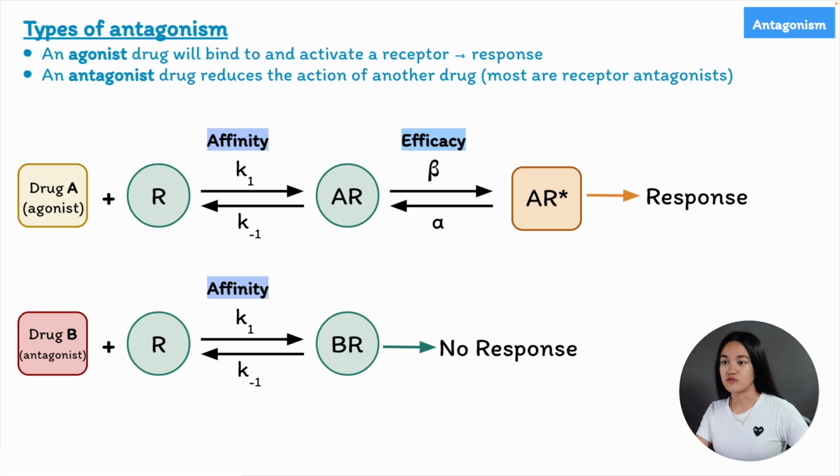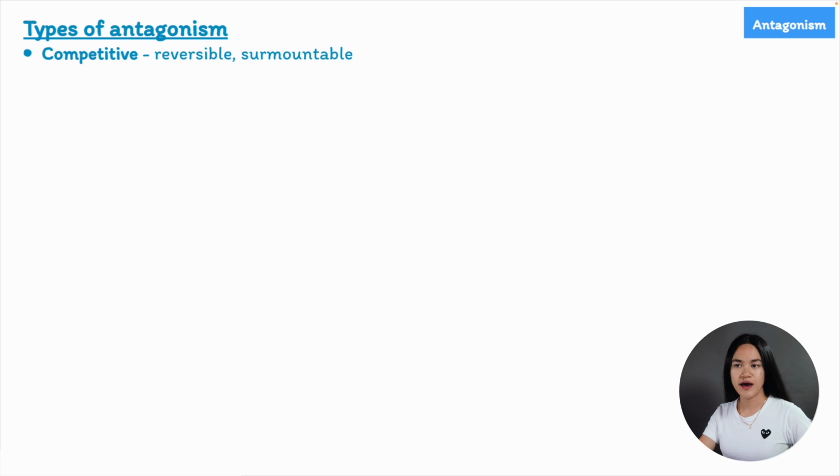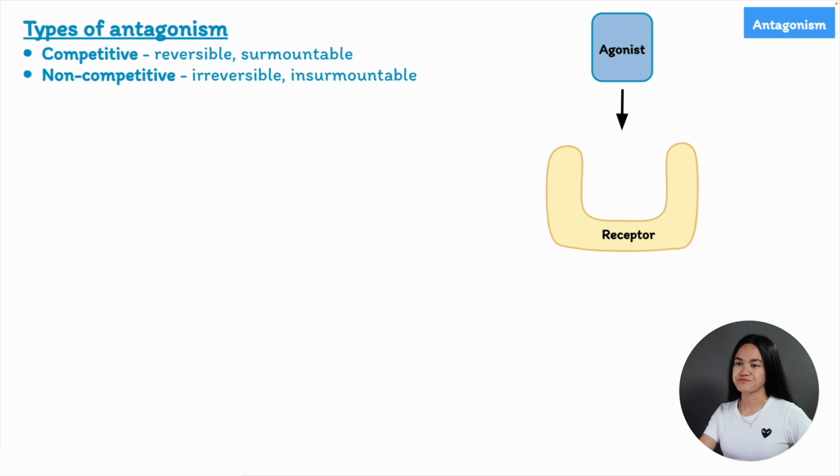So most antagonists are receptor antagonists, which is what we'll focus on. Okay? So it still has affinity for the receptor, allowing it to bind to the receptor, but it doesn't activate the receptor or trigger a response, so it reduces the action of agonists. Okay? Let's break this down further. Receptor antagonists can be further categorized into competitive antagonism and non-competitive antagonism. Let's start with competitive antagonism.